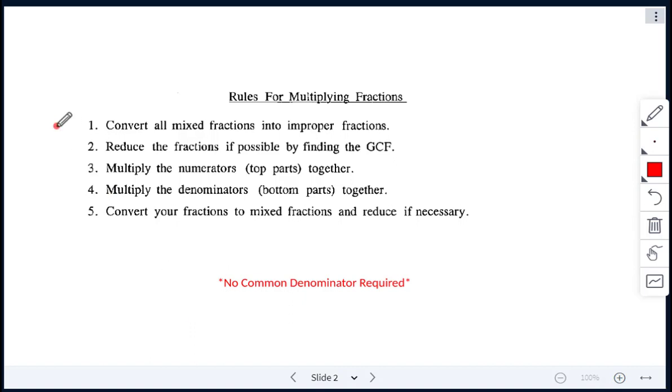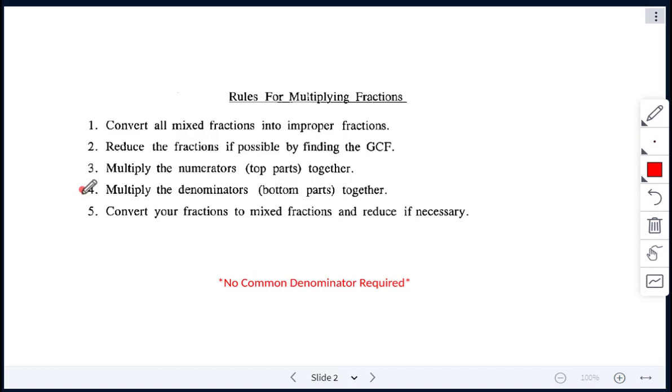Okay, so rules for multiplying fractions. Firstly, if you have mixed fractions, convert them into improper fractions. Next, we're going to reduce the fractions, okay? And I'll show you how we can reduce by finding the greatest common factor. Next, you can multiply the numerators, which are the top parts of the fraction. You just multiply those together. Then you're going to multiply the denominators together. Those are the bottom parts of the fraction.